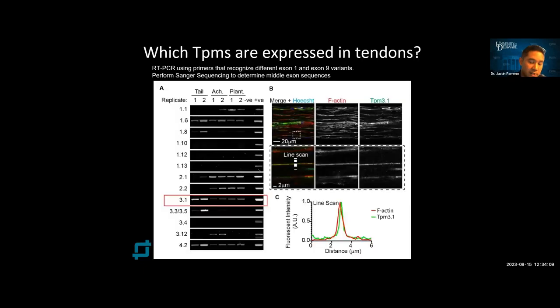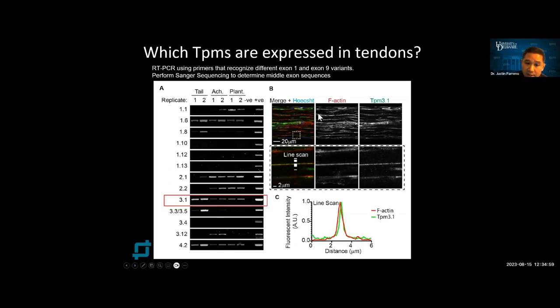Well, which tropomyosins are expressed in cells? So we isolated tail tenocytes, tail tendons, Achilles tendons, and plantaris tendons. We performed semi-quantitative RT-PCR, we ran gels, we looked at all 40 isoforms of tropomyosin, and we looked to see which tropomyosin isoforms were consistent between all 3 tendons. We found that tropomyosin 1.6, 3.1, and 4.2 were expressed in all tendons that we studied. We then focused on tropomyosin 3.1. We do have knockout mice for tropomyosin 3.1, and there are chemical inhibitors toward tropomyosin 3.1. So it serves as a good starting point for our investigations on tropomyosin in tenocytes.